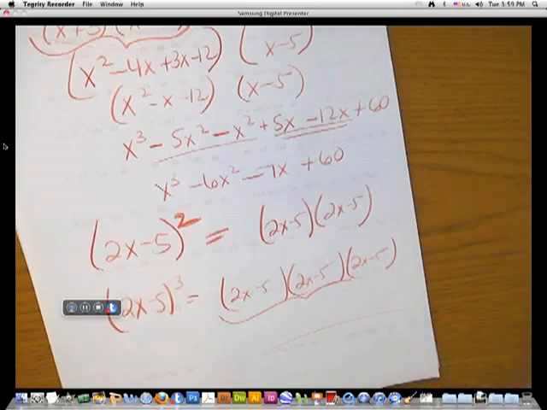All right, so that's going to be 6.3, polynomials: adding, subtracting, and multiplying.